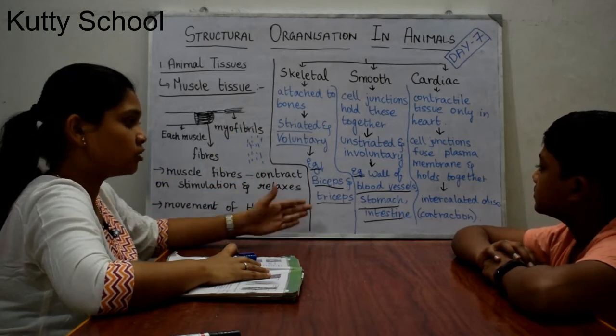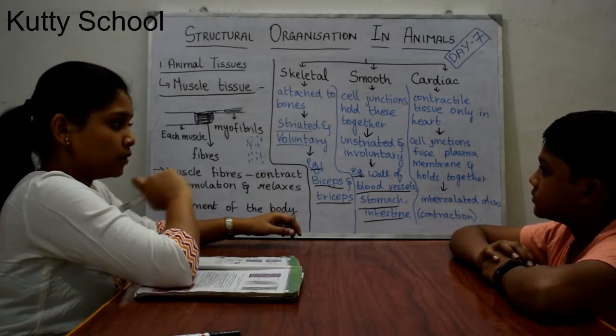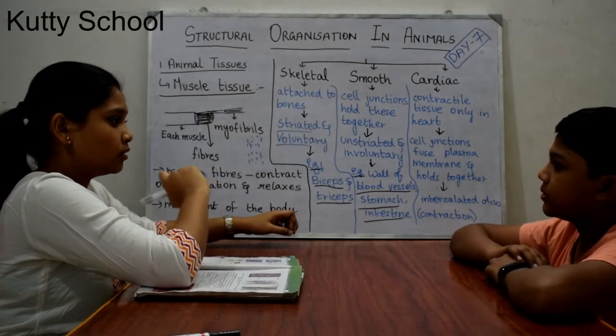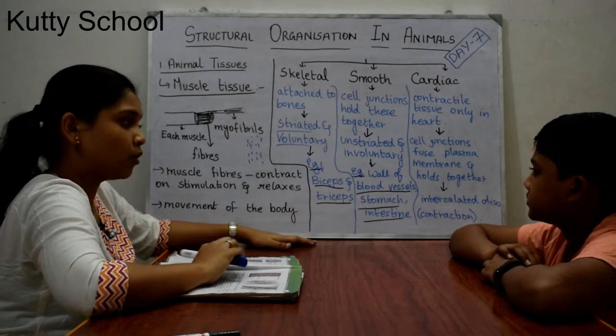For example, walls of blood vessels. The muscles which are present in the blood vessels, and sphincter, stomach, intestine. These muscles and all we cannot control by ourselves.